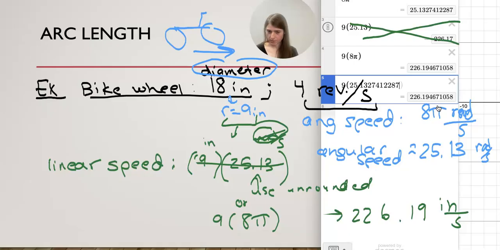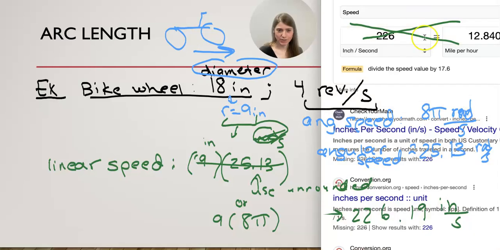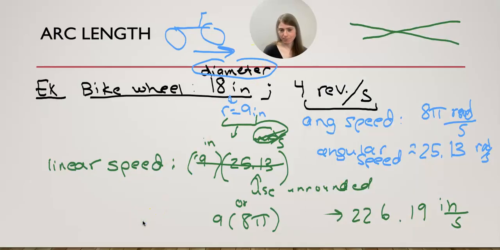Okay. So let's talk about how fast 226 inches per second actually is. If we did a quick Google search, we could ask Google how fast this is, like a conversion. You can see we're about 12.8 miles per hour. In other words, this might be a biker moving at a moderate pace. A lot of times when you're working an applied problem, you might not have to rescale your units. So you might just be done. Other times you might have to convert this to feet per second, or go from feet per second to inches per second.